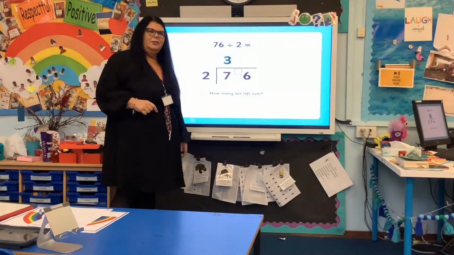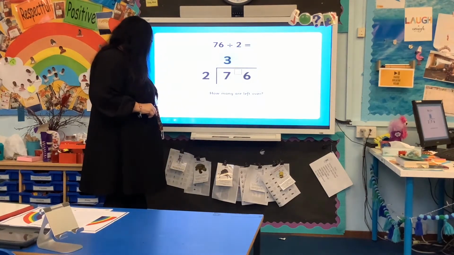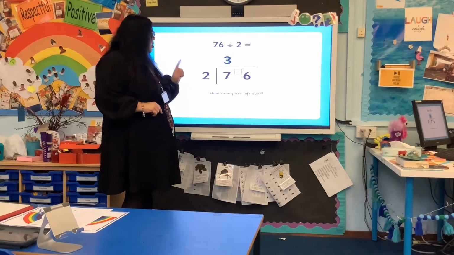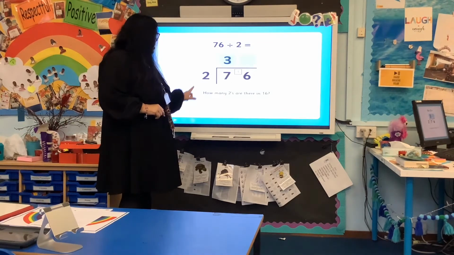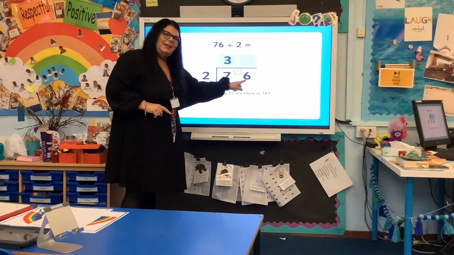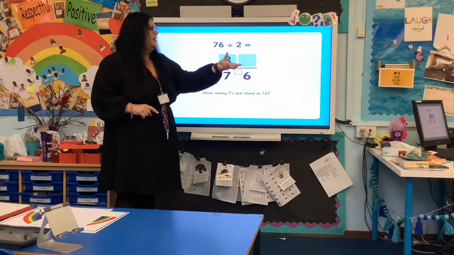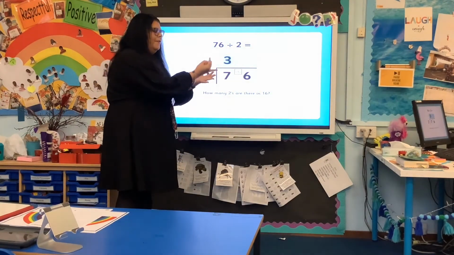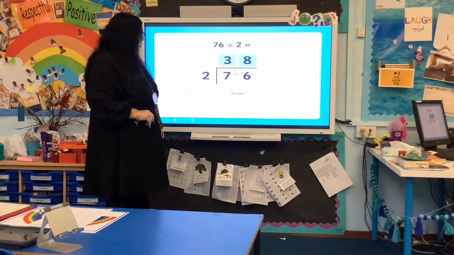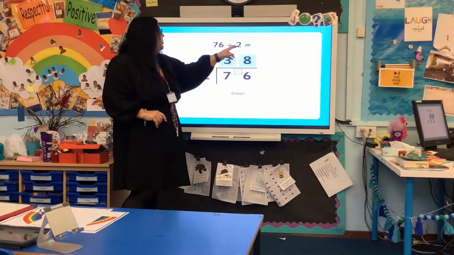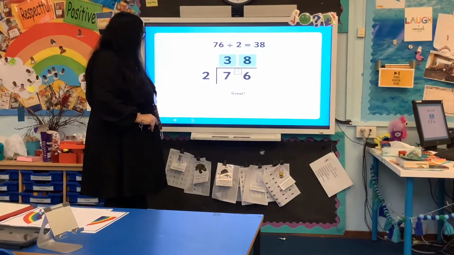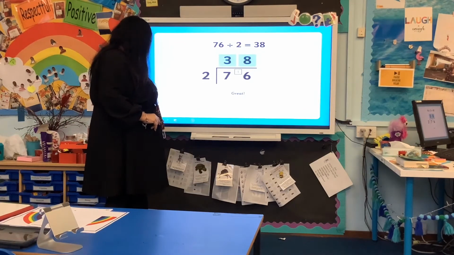How many are left over? Well, I've got 1 left over this time. So I put my 1 in there. So that is a 10 now. So my question is, because this was a 10 here, wasn't it? How many 2s are there in 16 now? And again, 2, 4, 6, 8, 10, 12, 14, 16. Okay, so that's 8. So the answer, 76 divided by 2 equals 38. Yeah, we got that right. Well done.